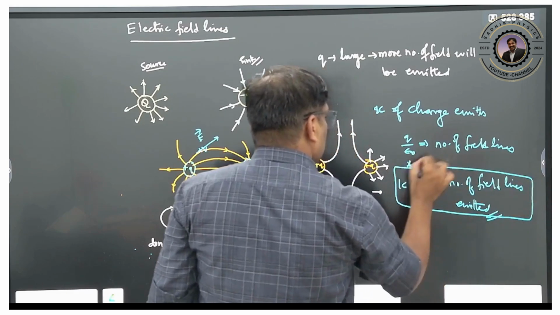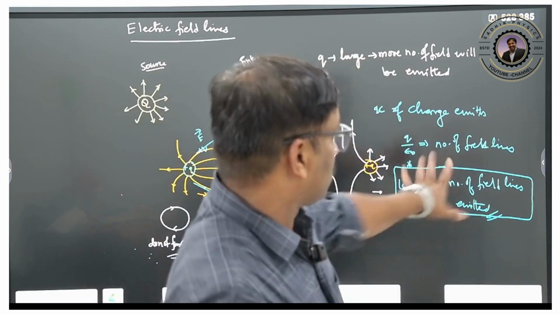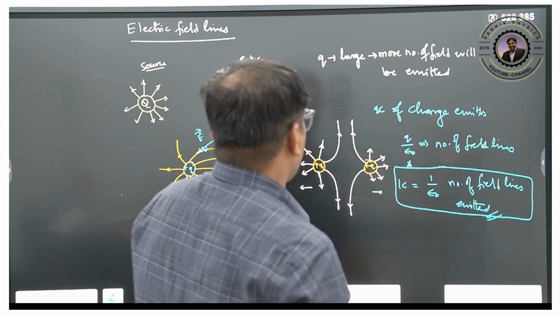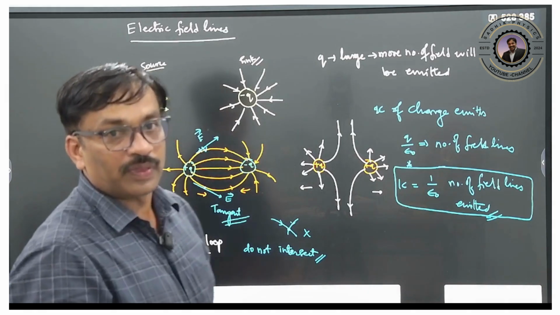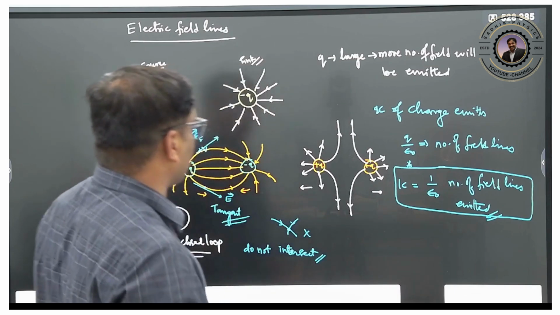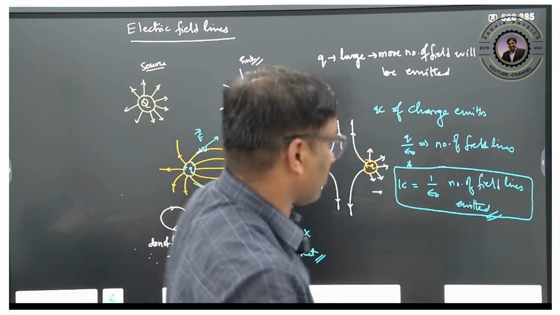Clear? So 1 coulomb of charge will emit 1 by epsilon naught number of field lines. So that many field lines will be emitted. Clear? So these are the slightly important properties of our electric field. And also one more point is there, we'll discuss this one.